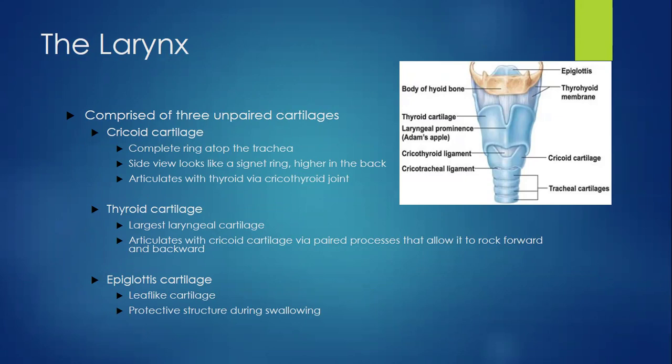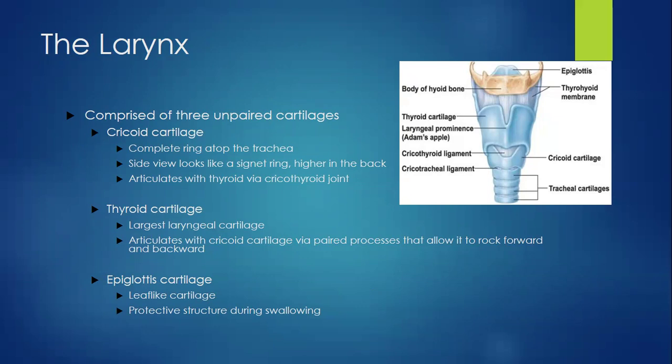So what would help you remember the cricoid is that it is the cartilage that sits directly on top of the trachea. It articulates or moves with the thyroid through the cricothyroid joint. All right, so that cricoid is small in the front and big in the back, and it's big in the back because it makes room for some other cartilages, including the arytenoid cartilage.